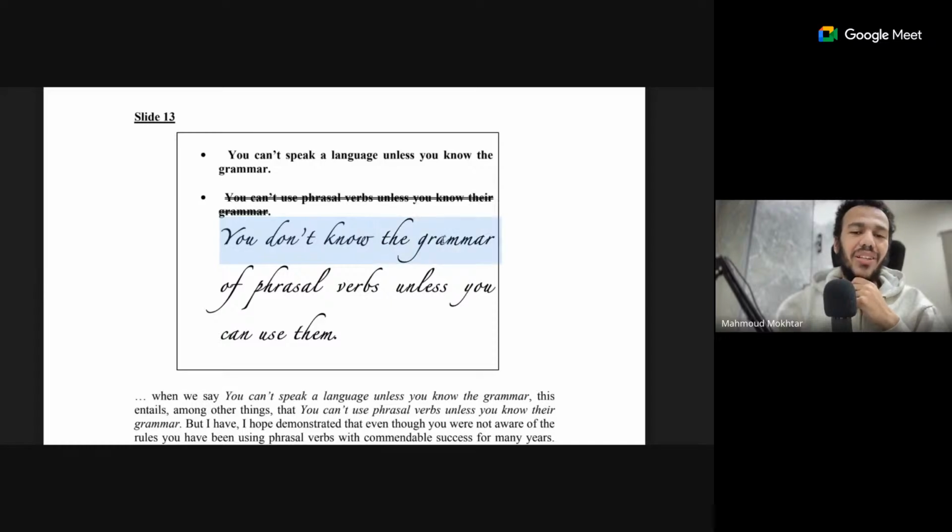You don't know the grammar of phrasal verbs. No, that's wrong. Okay, so he deleted that. So you don't know the grammar of phrasal verbs unless you can use them. So here, you don't know the grammar of the language unless you can use it. So you need to use them, then you know them.